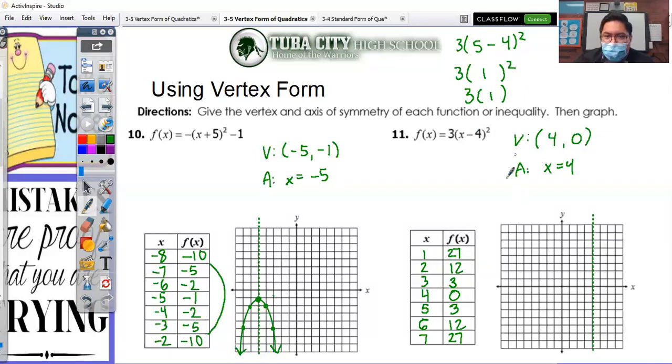So let's go ahead and graph our points. I can only graph these ones here. So over 3, up 3, that's our first one. Over 4, up 0. And then over 5, up 3. The rest of them are going to be off the graph. So over 6, up 12, that's going to be like, or maybe not that far.